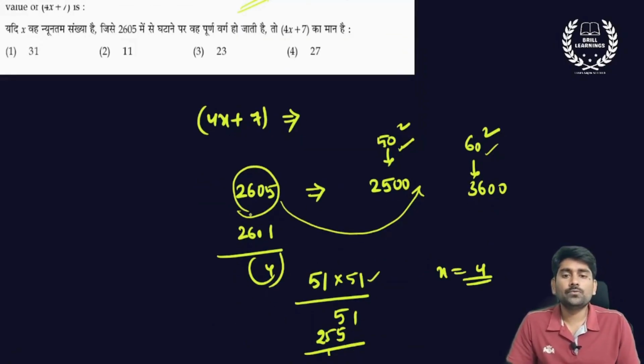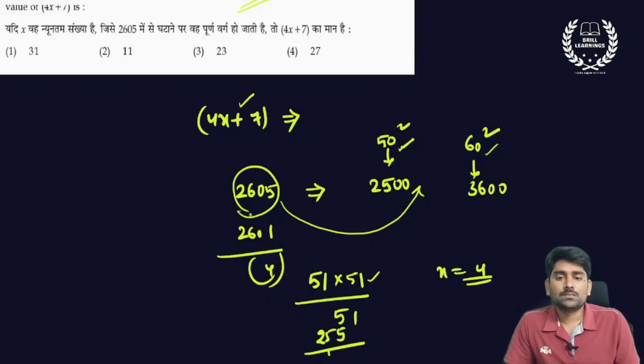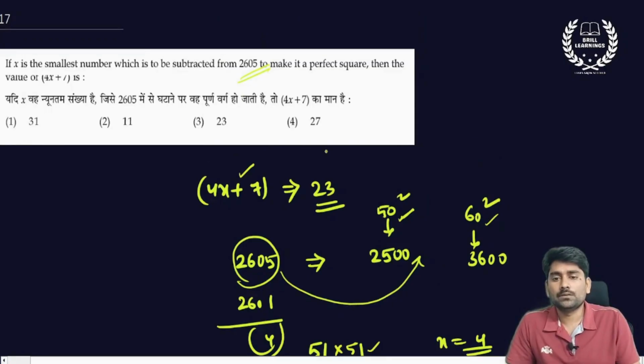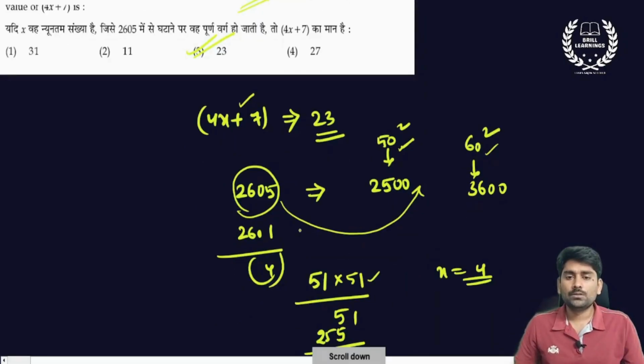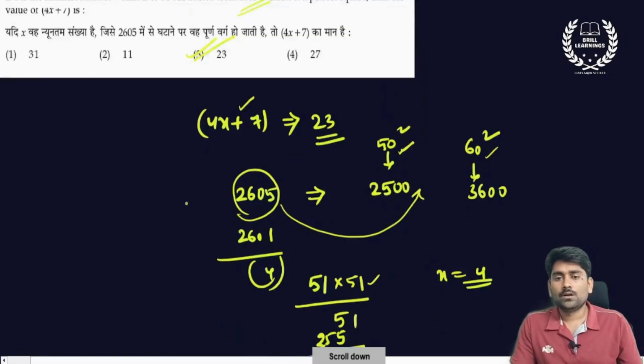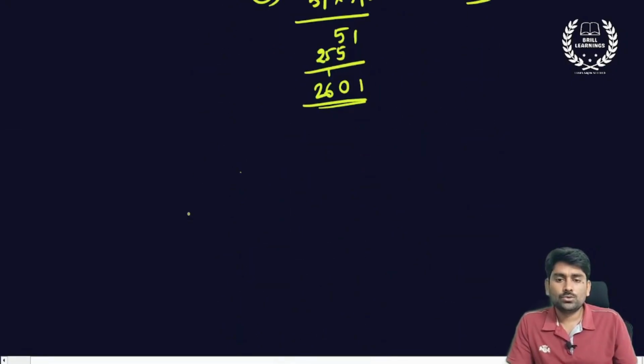Now what we need to find here is 4x plus 7. 4 4s are 16, 16 plus 7 is 23. 23 is the right answer here. Let me do the same problem with the division method as well. So here they have given 2605.